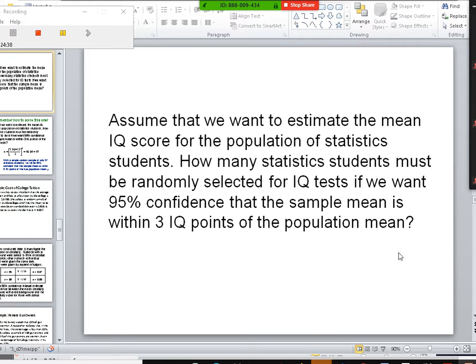Assuming that we want to estimate the mean IQ score for the population of students, how many statistics students must be randomly selected for an IQ test if we want 95% confidence that the sample mean is within some IQ points of the population mean? Great. All right, 15 seconds, everybody go.